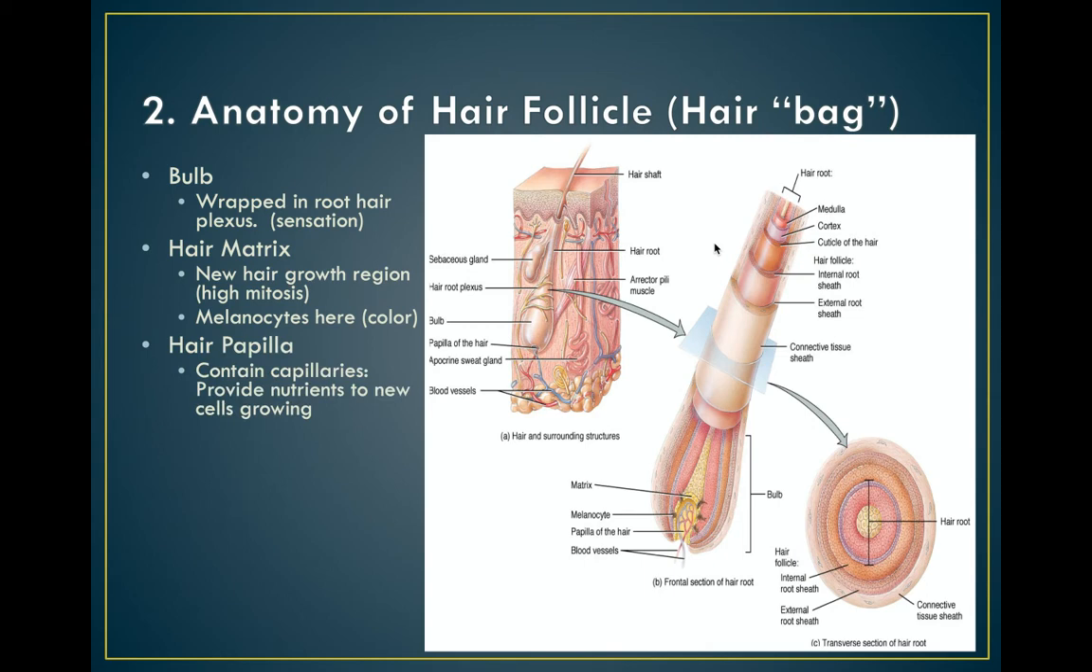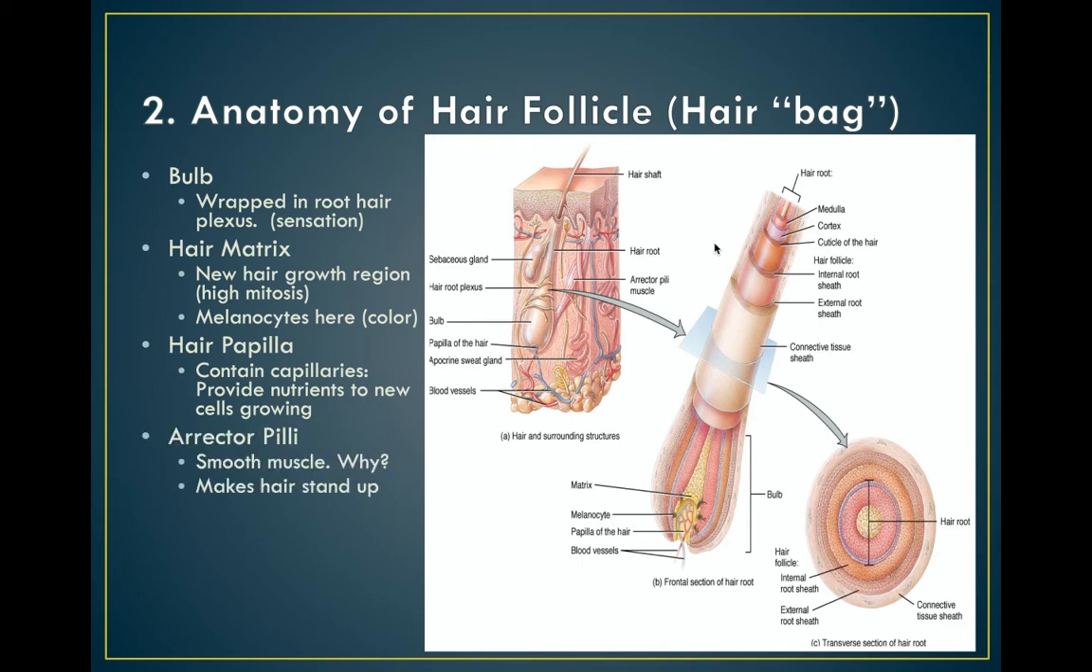The hair papilla is really this cavern, this sort of cave-like structure that exists underneath the matrix. And jammed up in this cavern are blood vessels. So the important thing here is that the hair papilla is a pocket of space that contains capillaries, and those capillaries are providing nutrients to the matrix that's sitting right above it, which is producing new cells constantly. And those new cells need to be nourished. They need nutrients to live.